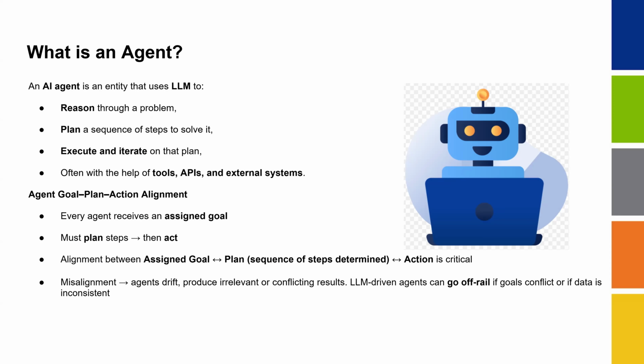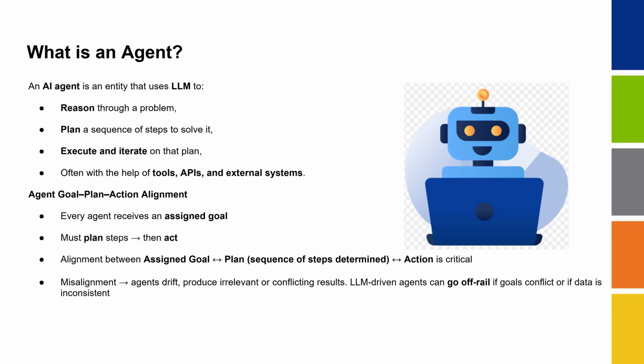What is an agent? An AI agent is an entity that uses a large language model to reason through a problem, plan a sequence of steps to solve it, execute and iterate on that plan, often with the help of tools, APIs, and external systems. So essentially, agent goal-plan-action alignment is very much necessary.